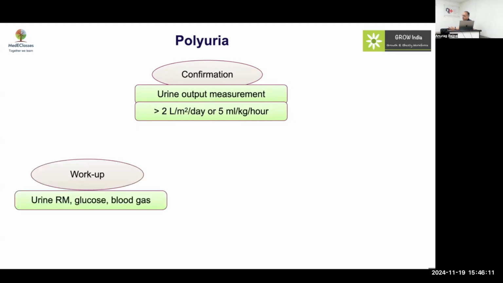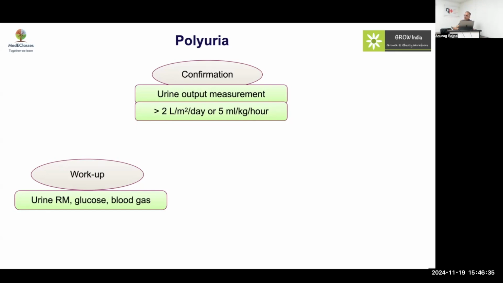Now, workup, of course. If you're in doubt, I would say ask the parents to record the urine output, and it is difficult sometimes to record the intake. Normally, intake and output should be the same. So you can ask them to take the same bottle and see how many bottles he is drinking, how much milk, how much tea and everything. Or if they can collect urine also, it's important.